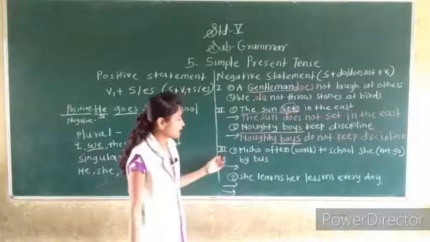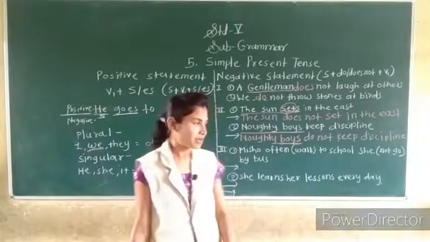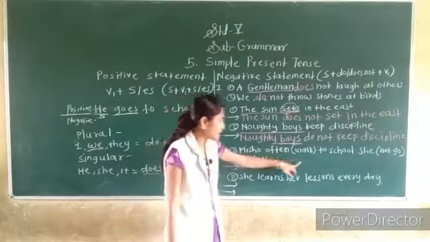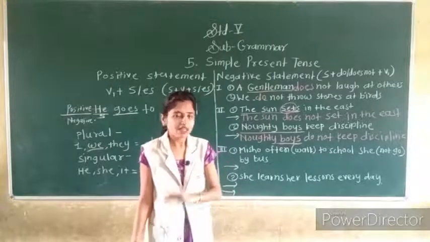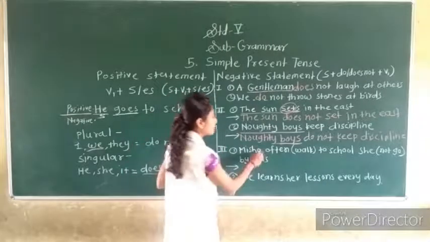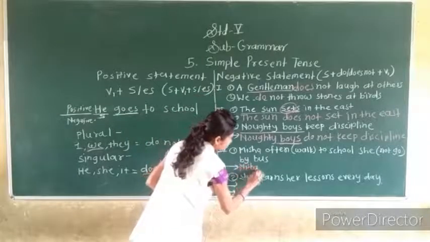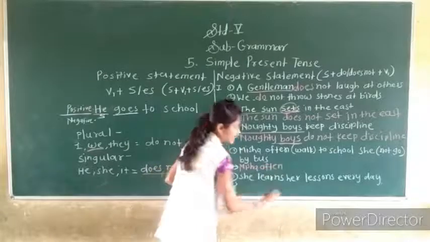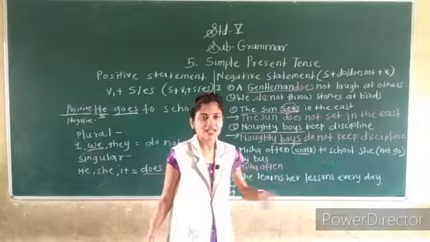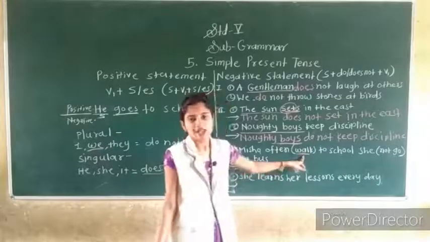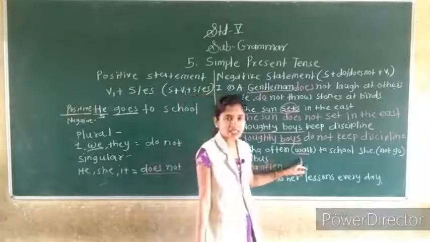Next is the third question. Rewrite using the correct form of the verb in brackets. It is already given in the brackets that first you write the positive statement and after that the negative statement. See now, first, Misha often, the same sentence. In the brackets, first is positive and after that is negative. Positive means you use yes, es. Misha is singular, so you use yes, es.